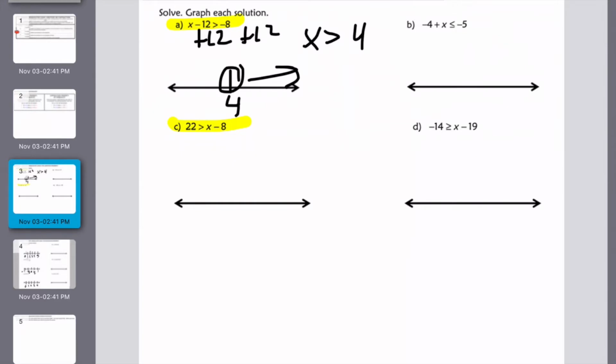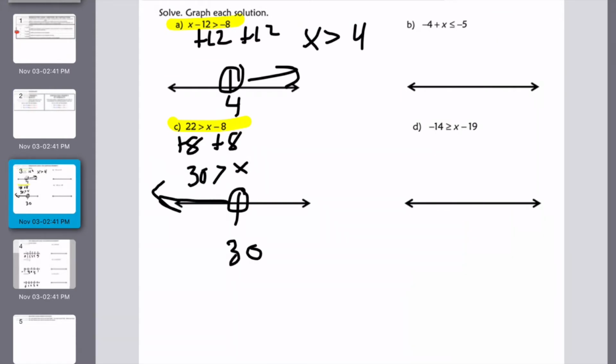Okay, so let's try part C. I have 22 is greater than x minus 8. Again, the next thing I need to do is add 8 on both sides. And I get 30 is greater than x. So I'm going to put this line as 30. I have an open dot one more time, and then my arrow is moving to the left. Let's try a couple more examples.